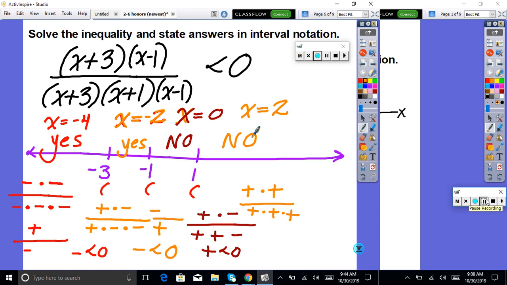Okay, we do have to stop here, right? We have to jump over this. So our answer would be, in this example, from, where can I write it? Up here, right here, from negative infinity up to negative 3 parentheses, union, then from negative 3 to negative 1. Yes.